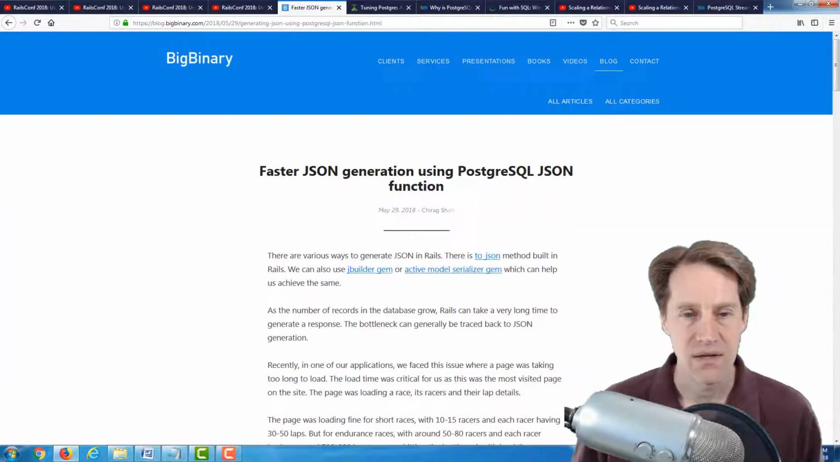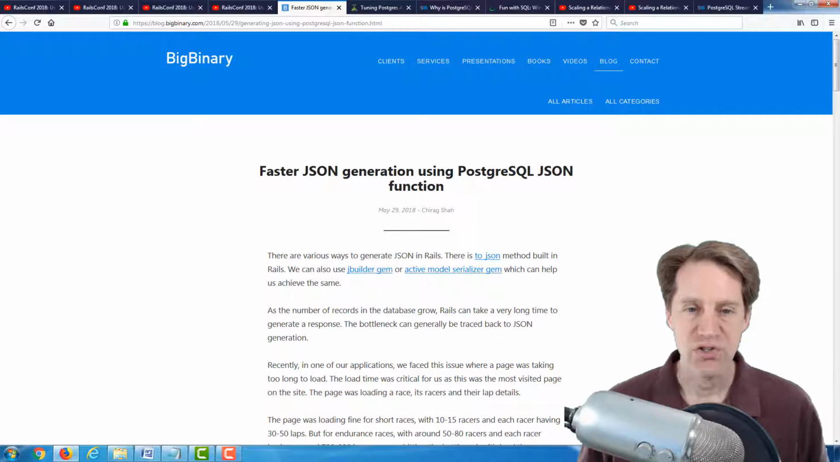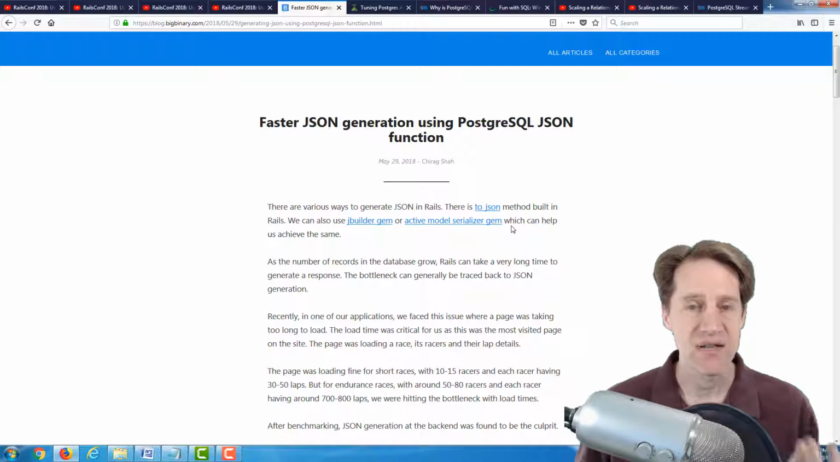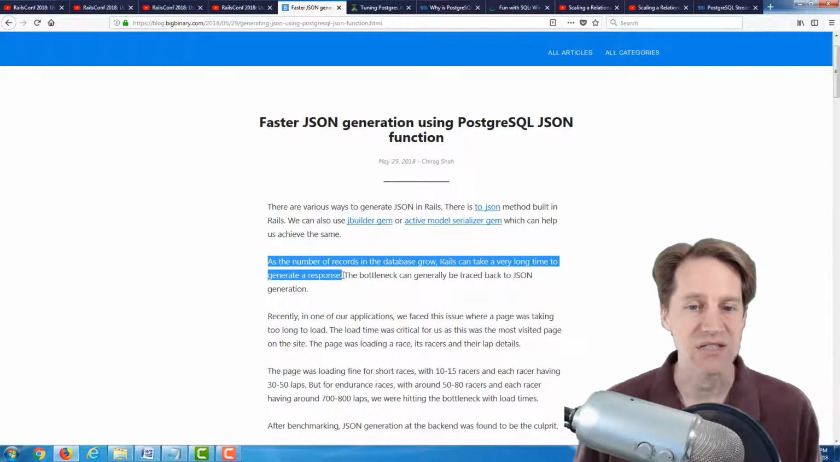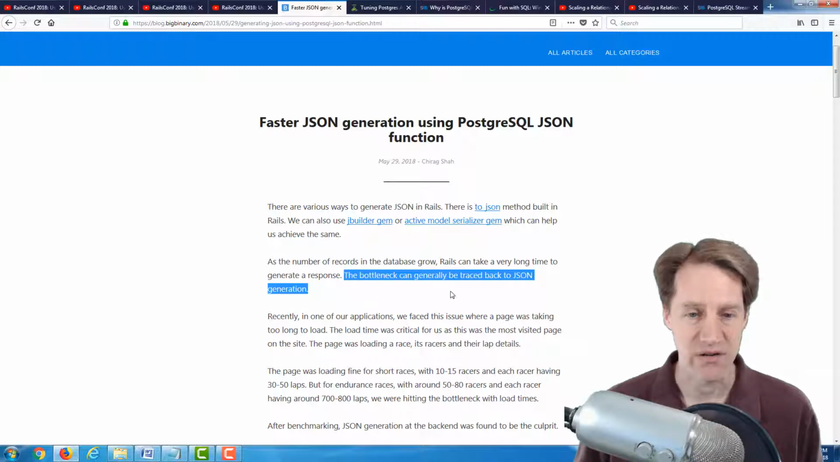The next post is Faster JSON Generation Using PostgreSQL JSON Function, and this is from the bigbinary.com blog. Now, this is related to the previous video. I'm not sure if this individual saw that presentation, but basically he describes the same scenario as the previous presenter did in the YouTube video. And he says, quote, "As the number of records in the database grows, Rails can take a very long time to generate essentially a JSON response." And, quote, "The bottleneck can be traced back to JSON generation."